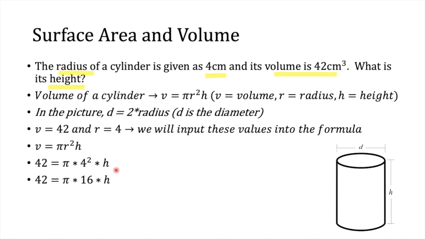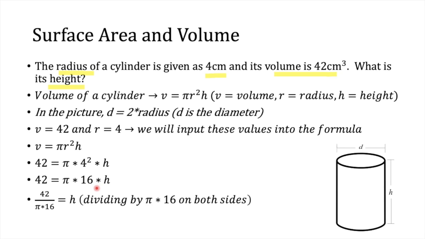Now we have a single variable equation and we have to solve for h. So we see that the coefficient of h is 16 times pi, and since 16 times pi is being multiplied with h, we will divide by 16 times pi on both sides in order to isolate the variable or bring the coefficient of the variable to 1. And when we do that, we get h is equal to 42 upon pi times 16.